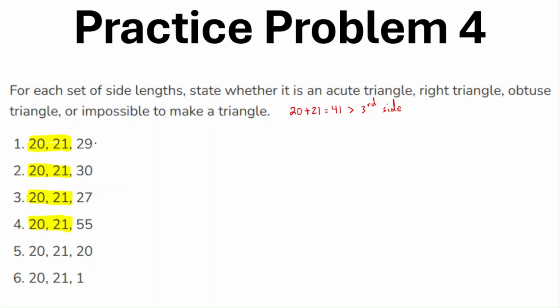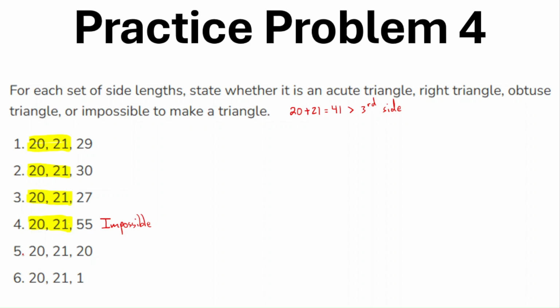Well, number 1 is fine. 41 is greater than 29, so we're good there. Number 2 is fine. 41 is greater than 30. And number 3, we're fine. 41 is greater than 27. But when you get here to number 4, 41 is not greater than 55. So if I put 20 and 21 end to end, they are not long enough to reach both ends of 55. Therefore, we do not have a triangle. So number 4 is impossible.